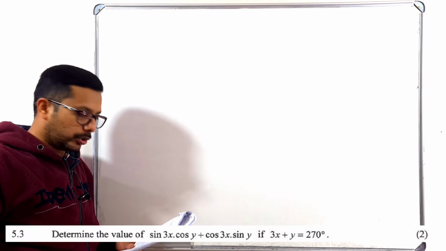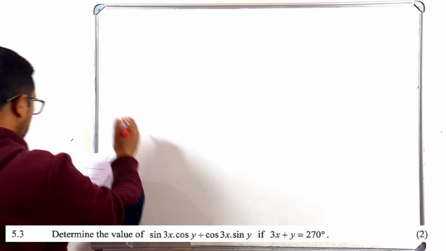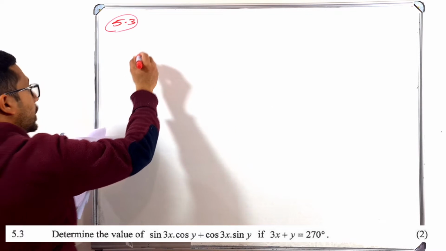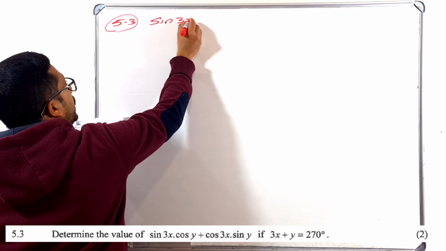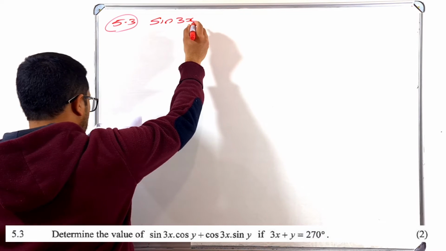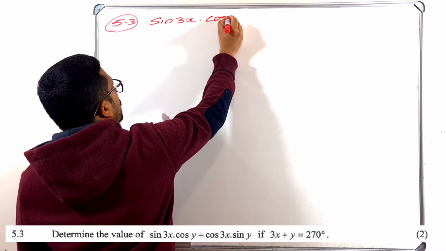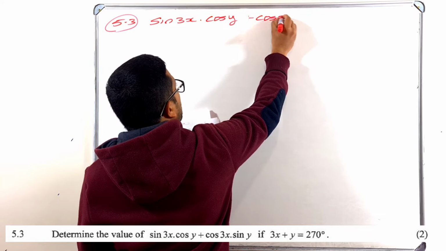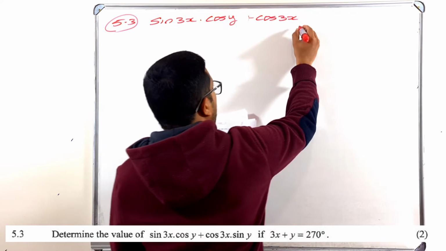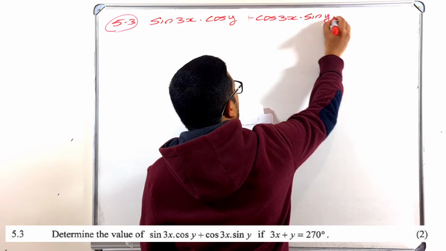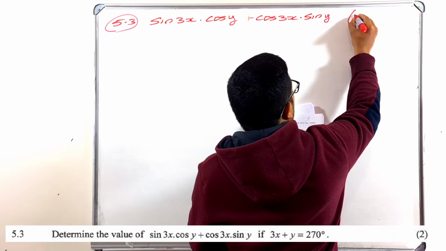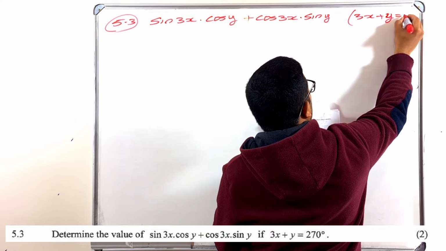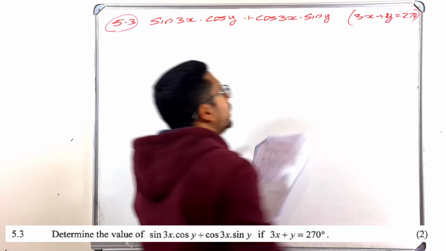Okay, now let's go to question number 5.3. What is question number 5.3? Determine the value of sine 3x into cos y plus cos 3x into sine y, if 3x plus y is equal to 270 degrees.